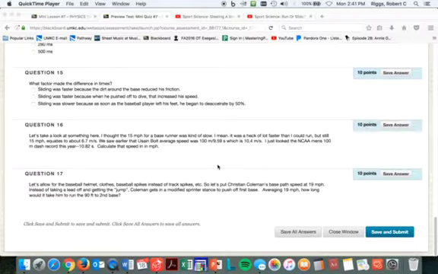So now let's get all the way down here to 16 and 17. I think that's where we are, because all the rest of them are pretty straightforward. Okay. So let's take a look at something here. I thought the 15 miles per hour for a base runner was kind of slow. I mean, it's a hell of a lot faster than I could run, but I thought that was slow. But still, that equates to about 6.7 meters per second. Or if we look at our feet per second, it comes out to 22 feet per second.